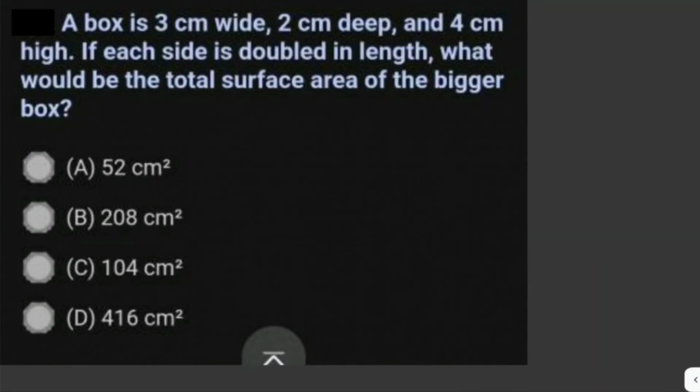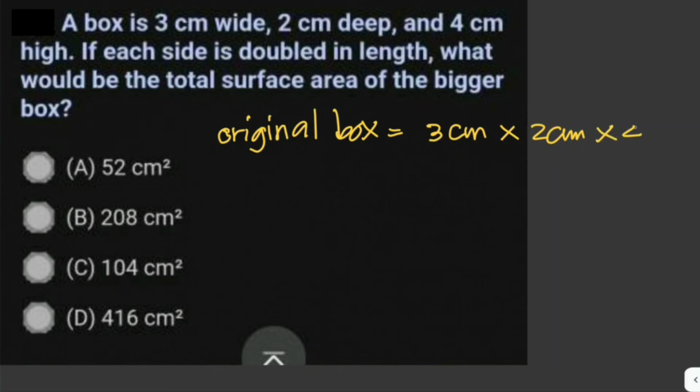3 centimeters wide, 2 centimeters deep, and 4 centimeters high. If each side is doubled in length, what would be the total surface area of the bigger box? So the original box measures 3 centimeters by 2 centimeters by 4 centimeters. So the 3 here is the width, the 2 is the height, and the 4 centimeters is the length.